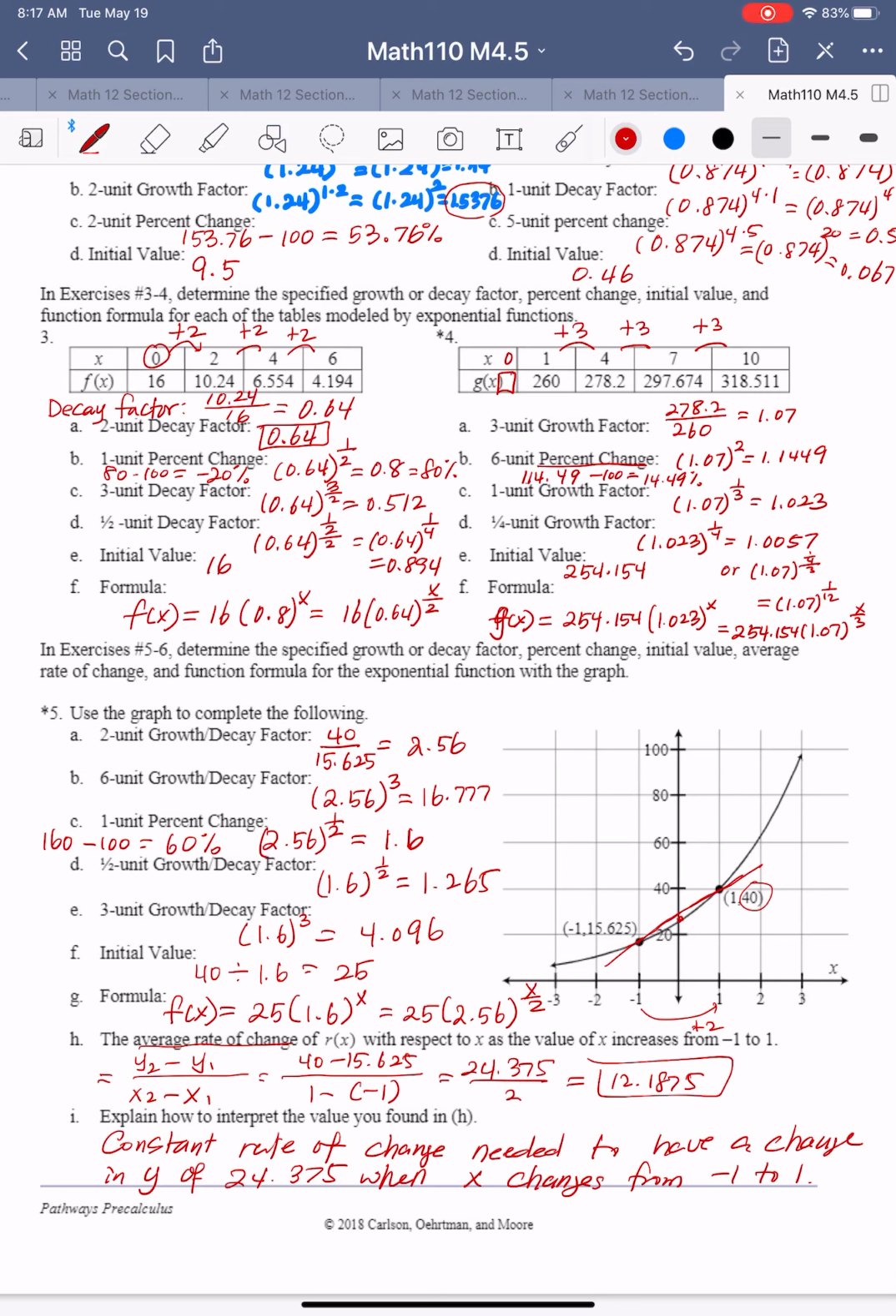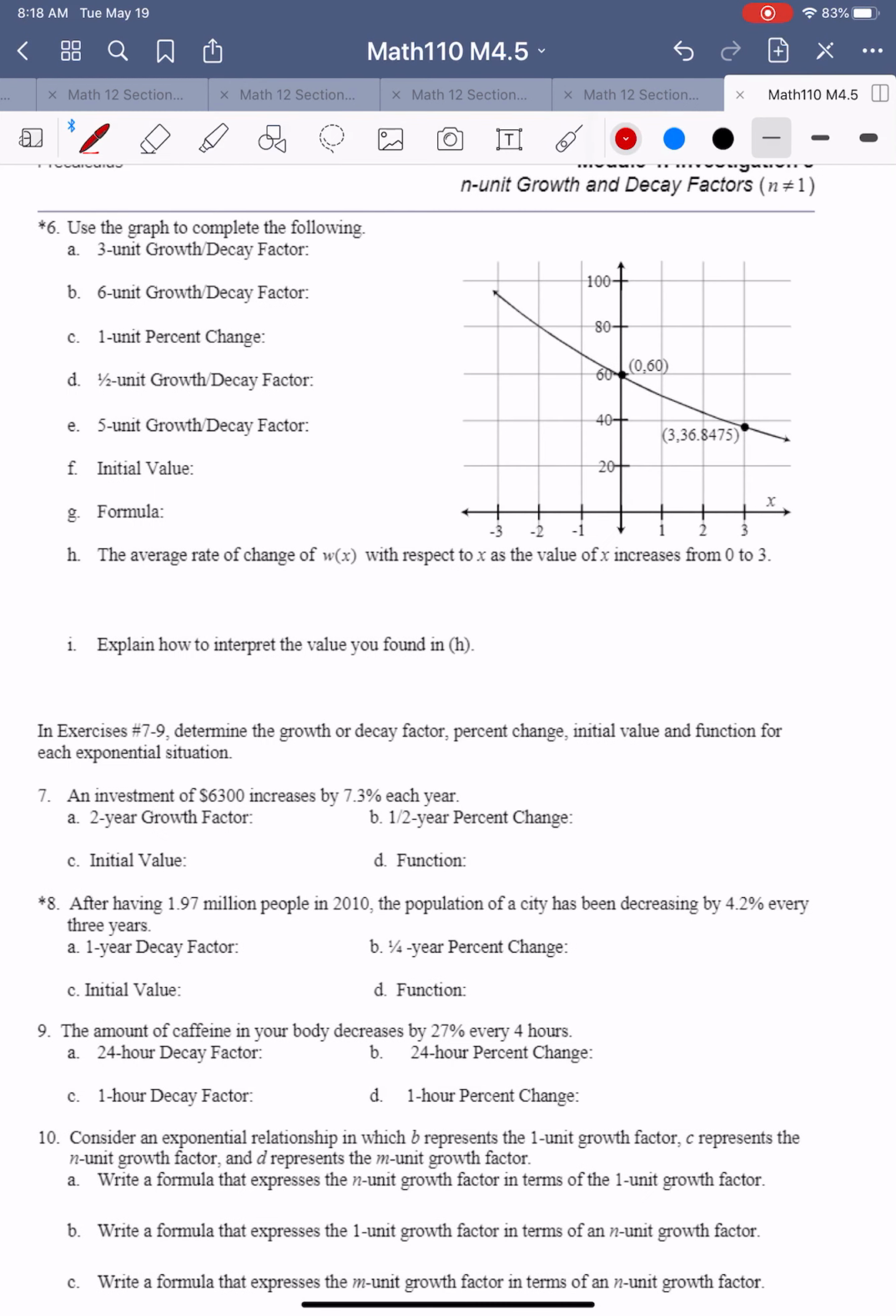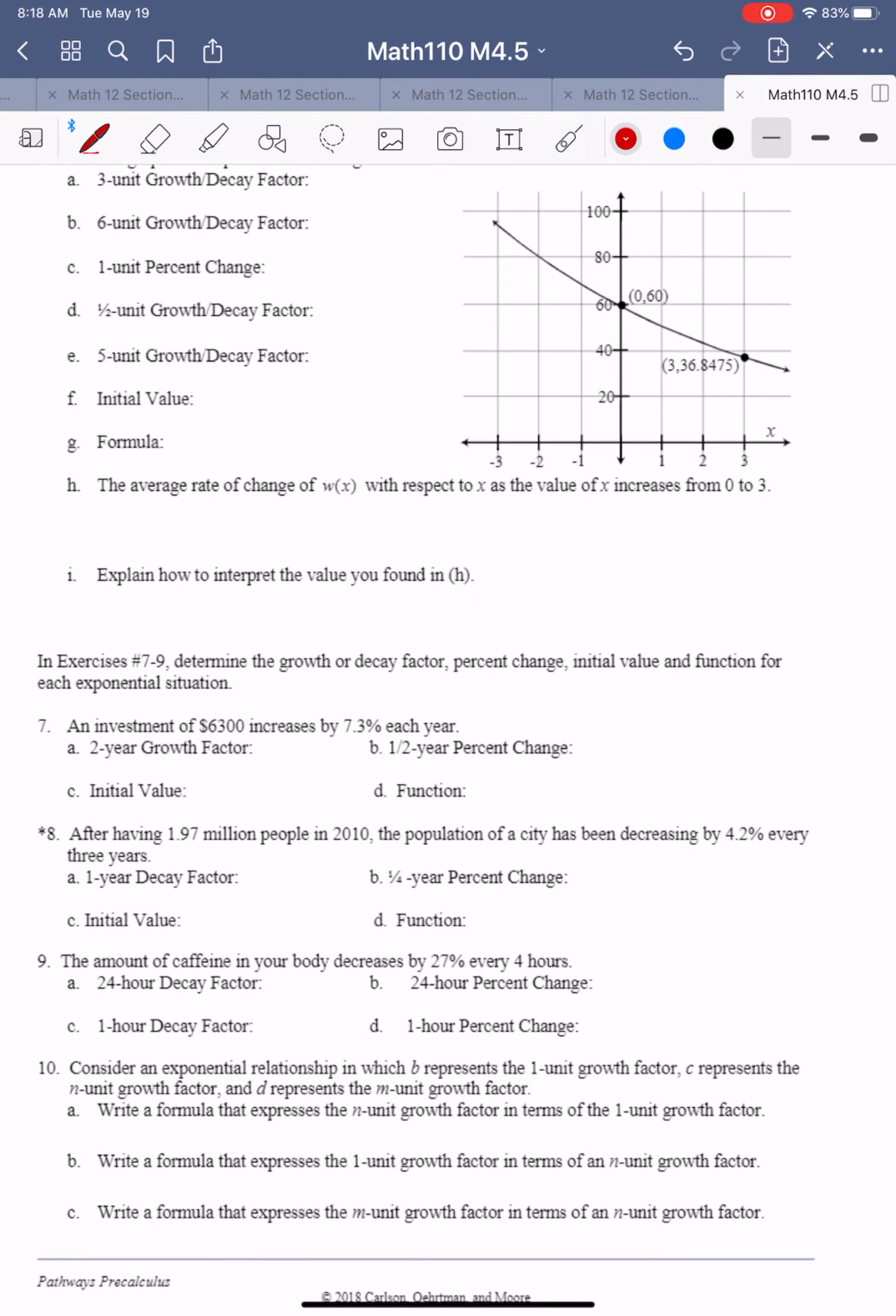So I'll show you how to find the n unit growth factor. All right, so let's look at the next page. Now you can try number 6 if you want, but I want to skip that one right now. I'm going to go for number 8.